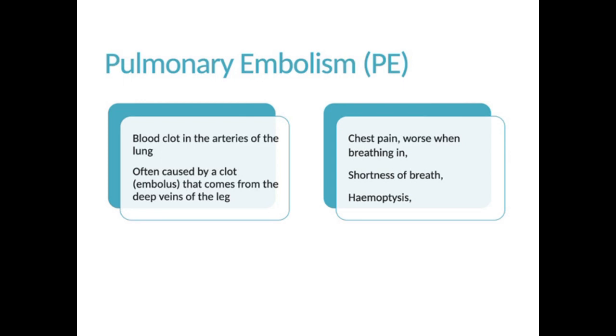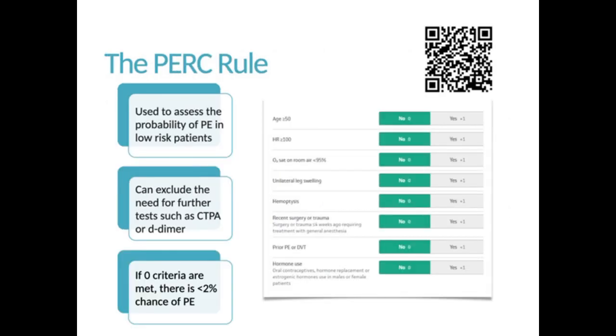A pulmonary embolism is a blood clot in the arteries of the lung. It is often caused by a clot that comes from the deep veins of the leg. Typically, a patient will present with chest pain that is worse when breathing in, shortness of breath, and hemoptysis. The PERC rule can be used as a guide to exclude a PE.